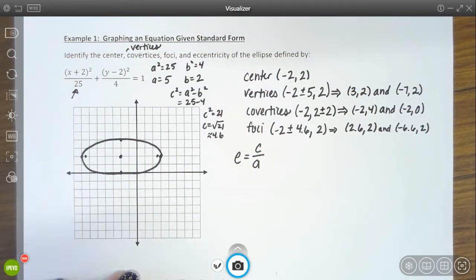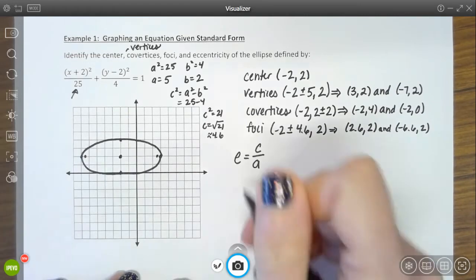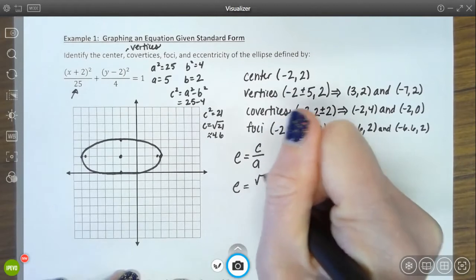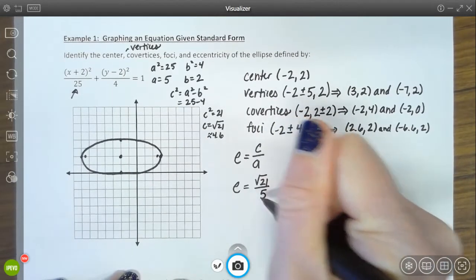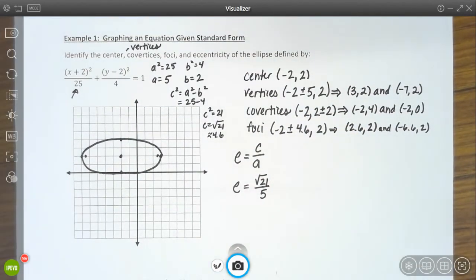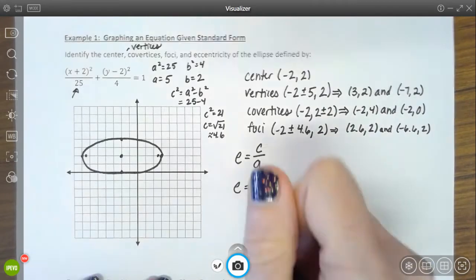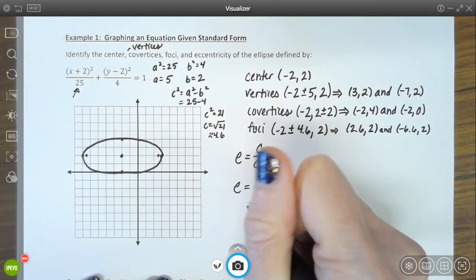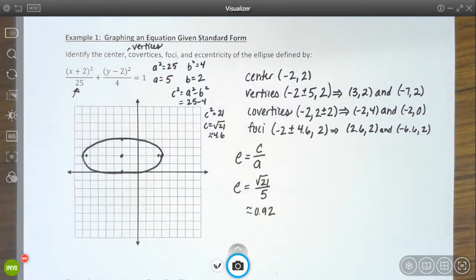And we already found our c value to be radical 21, and we already found our a value to be 5. So my eccentricity would be radical 21 divided by 5. And if I want to see, well, how close is that to 1, I could use my calculator and find out that this is about 0.92. So this is a pretty elongated ellipse, and we can see that in our diagram.